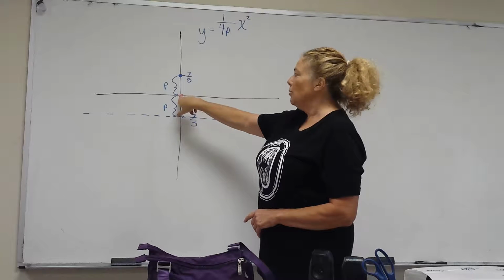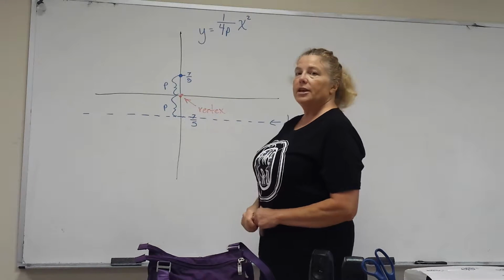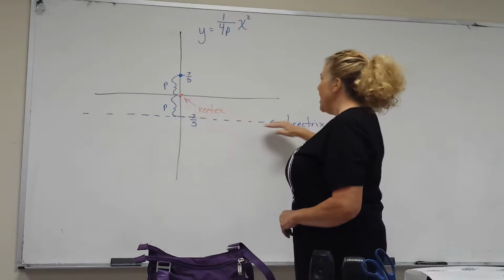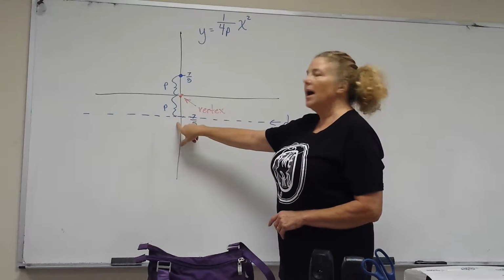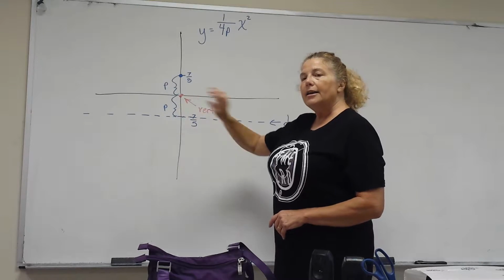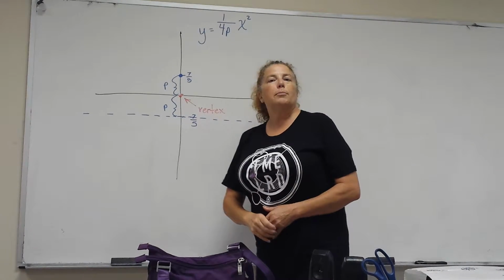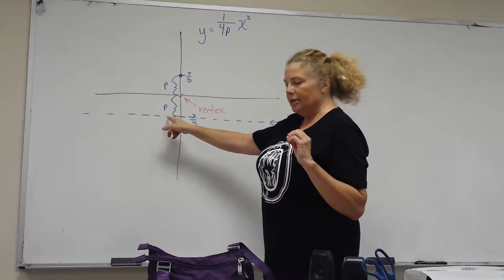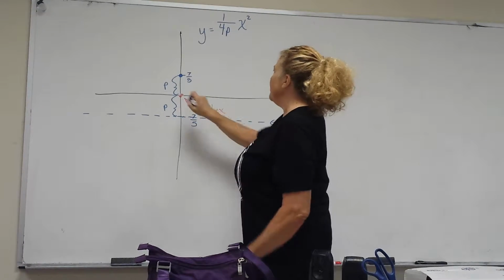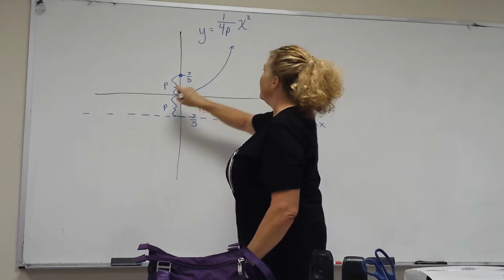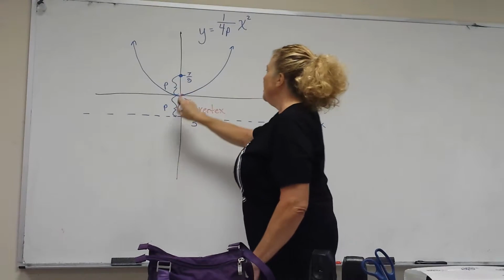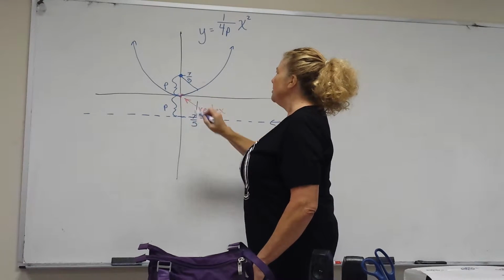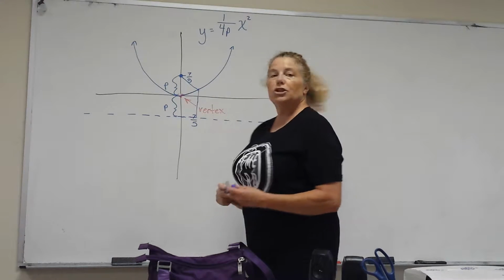So plot the vertex, plot the focus. The directrix is the line that goes exactly P behind the vertex. And the locus definition of a parabola is all points equidistant from the focus and the directrix. So you end up with something that looks like this, because this point is equidistant from that. This point should be equidistant from that, so it should look like that.